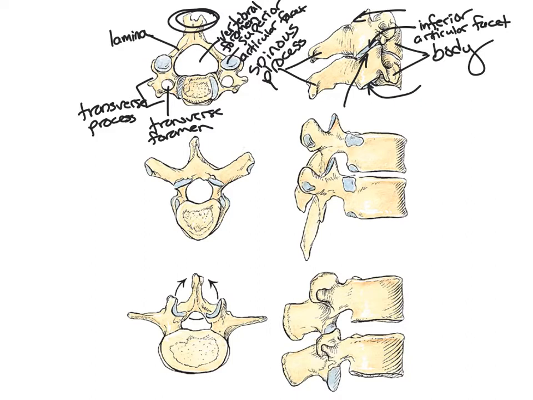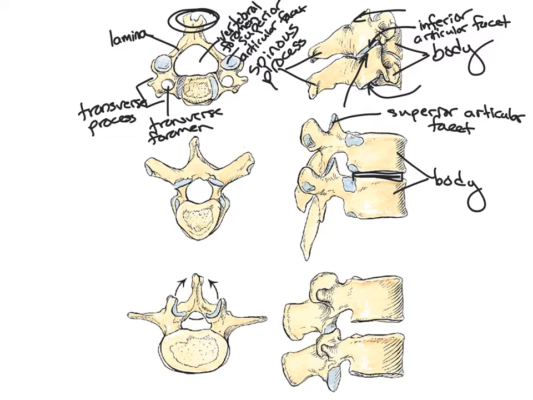Looking down at our thoracic vertebra, again we have the body. This is where our intervertebral disc would sit. On the top portion, we have our superior articular facet, which we can also see here. And then we have a second set of facet joints on the thoracic spine where the ribs would articulate.